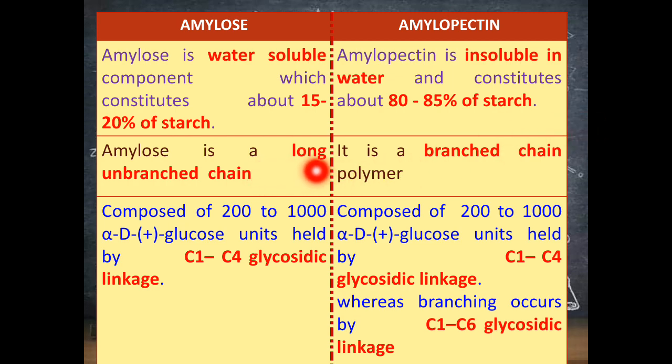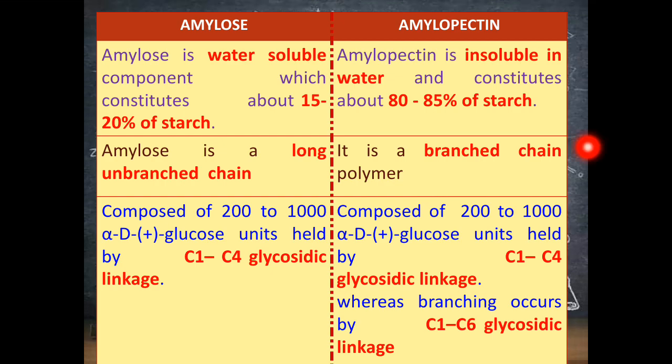Amylose is a very long, straight, unbranched chain of alpha D plus glucose units. The polysaccharide contains many alpha D plus glucose units and they form a very long chain. The chain is not branched, it is an unbranched chain. Whereas amylopectin is a branched chain polymer.